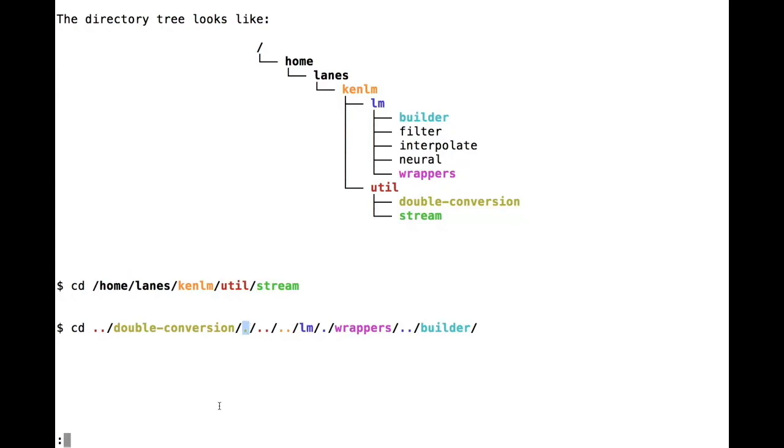Dot is another name for the current directory. This means that dot dot slash double conversion slash dot means exactly the same thing as dot dot slash double conversion. The parent of double conversion is util. Thus, dot dot slash double conversion slash dot dot refers to the red node in the tree, whose absolute path is /home/lane_s/kenlm/util.